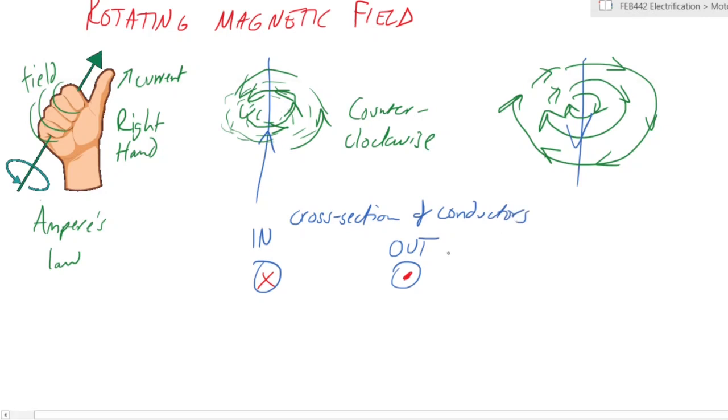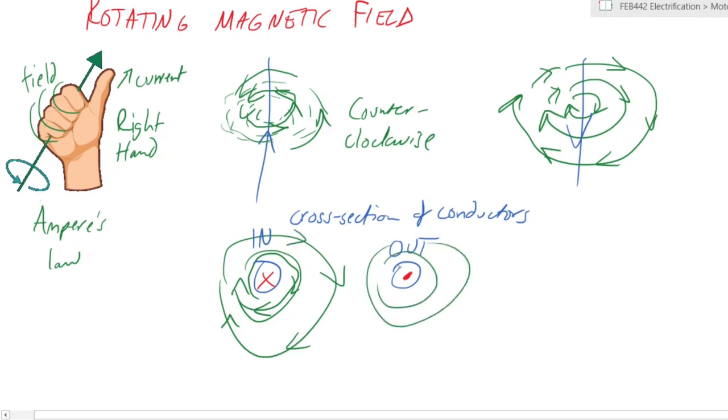And of course, by our principle, if you have your thumb in the right hand, you will then be able to see the fields that are created around the windings will be such that in this case they are clockwise, and in this other case they are anti-clockwise.